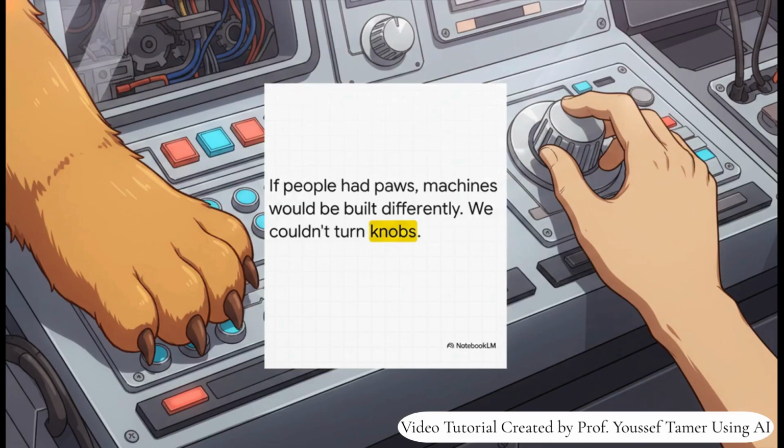If people had paws, machines would have to be constructed differently. We wouldn't be able to turn knobs, right? This perfectly demonstrates the core concept of what grammarians call the contrary to fact conditional. We're actively contrasting our current, tangible reality, having human hands with opposable thumbs, with an alternate reality that's just downright impossible. And here's the thing, once you understand how to build these impossible scenarios in your head, applying the grammar rules to your own past events becomes a total breeze.